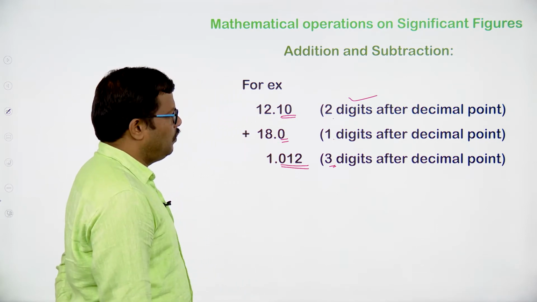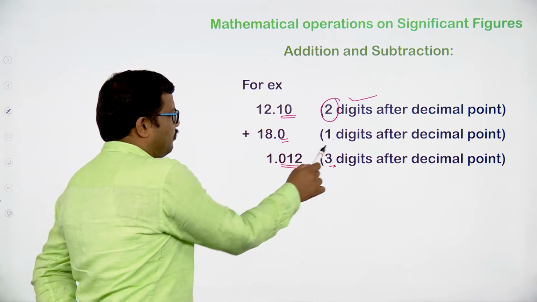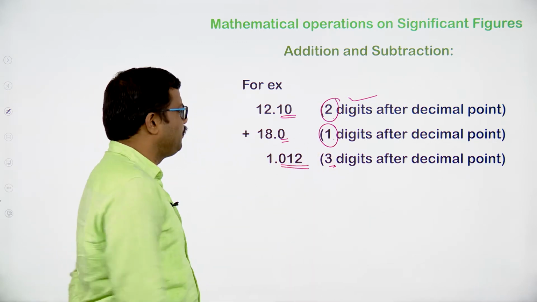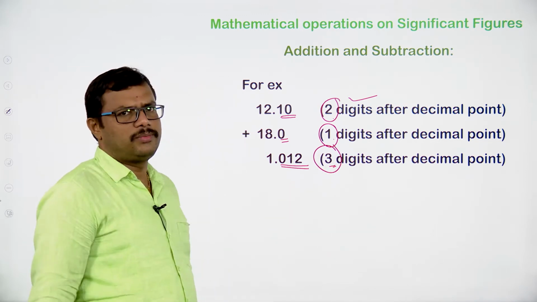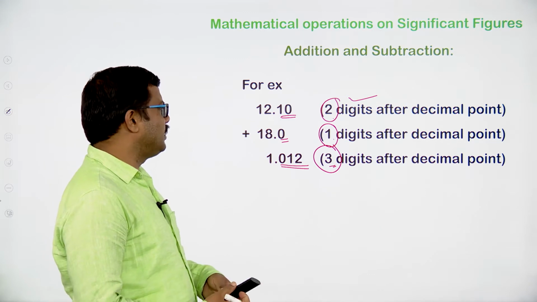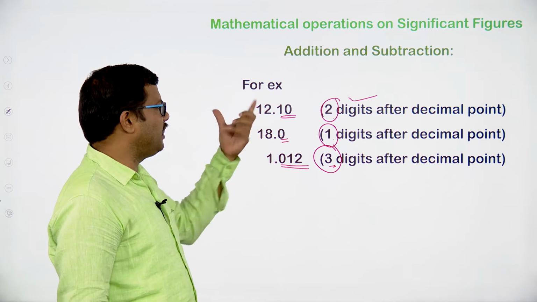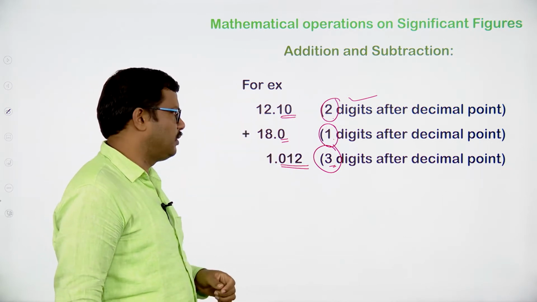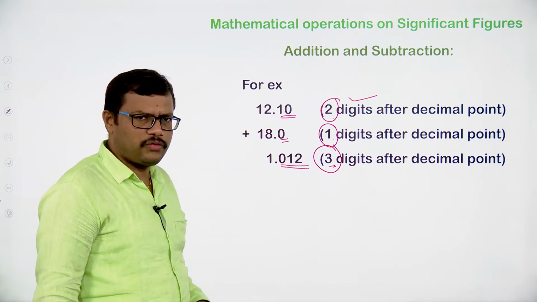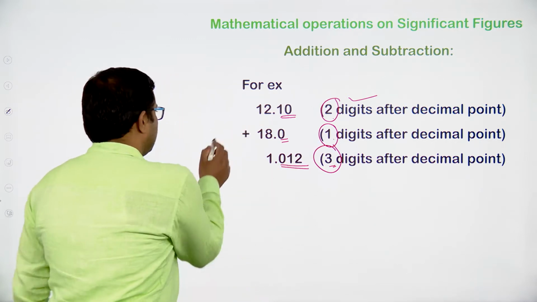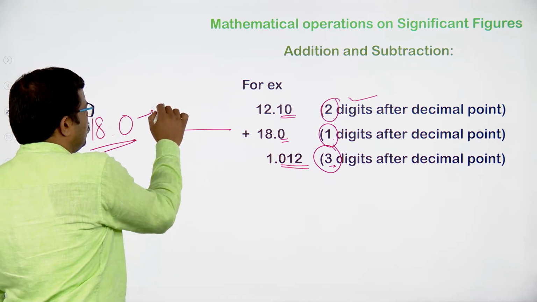Now, in one number we have two digits after the decimal point, in another number one digit, and in the third number three digits. We are adding these three numbers, and before addition you have to identify the number of digits present after the decimal point. Among the three numbers, 18.0 has only one digit.